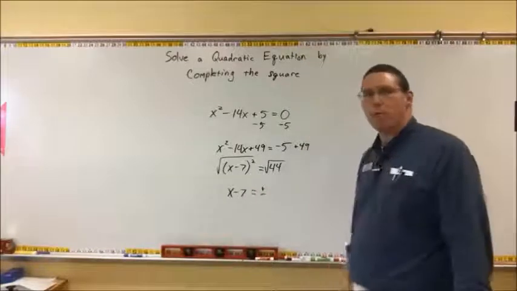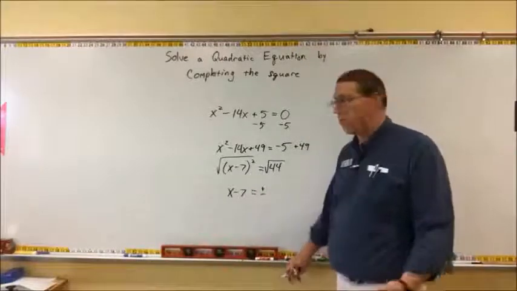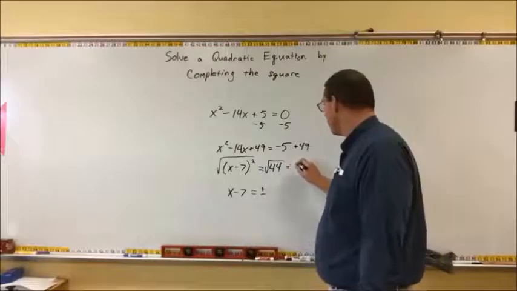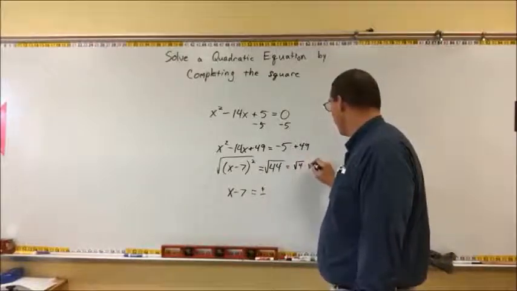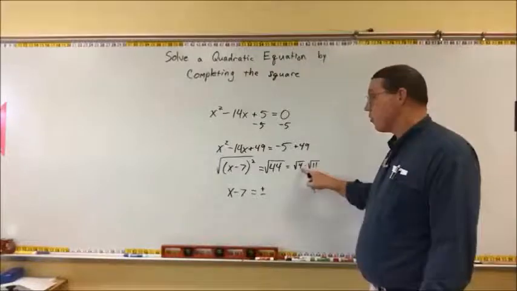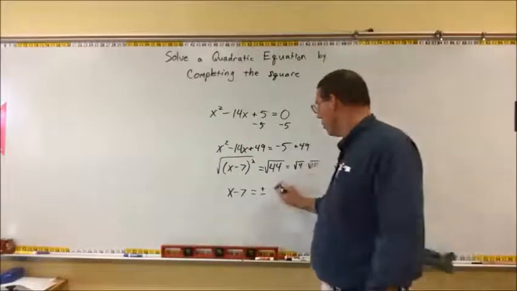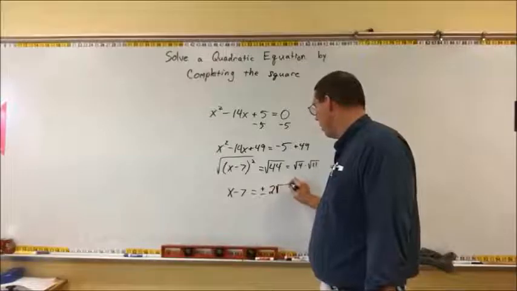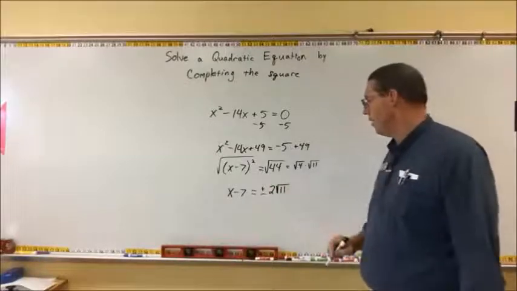Now the square root of 44 can actually be reduced. The square root of 44 is the same thing as the square root of 4 times the square root of 11, because 4 times 11 is 44. And the square root of 4 is 2. So really what we're going to put here is 2 and the square root of 11.